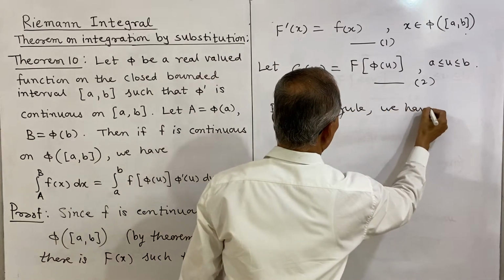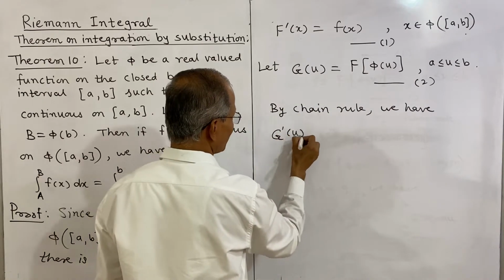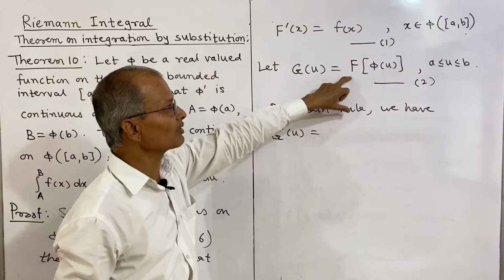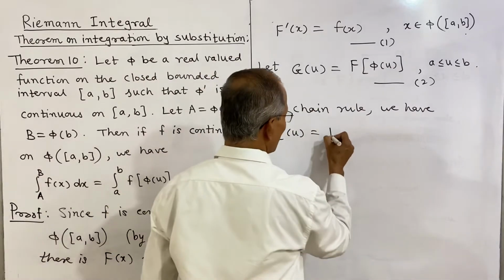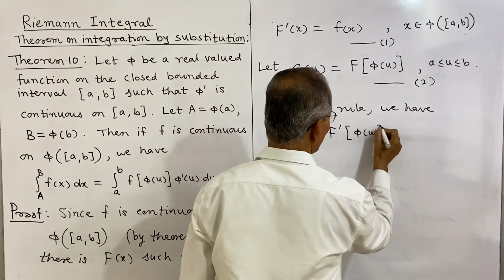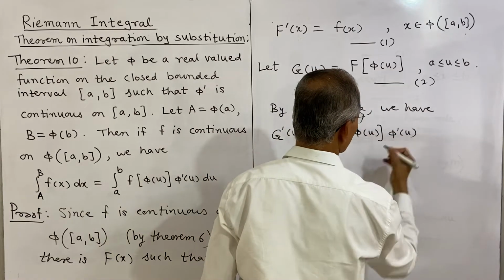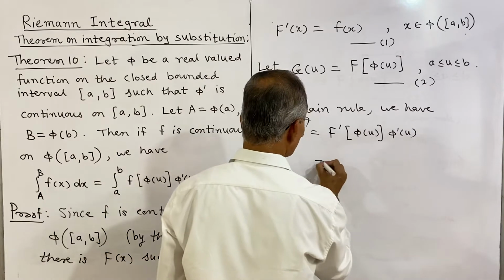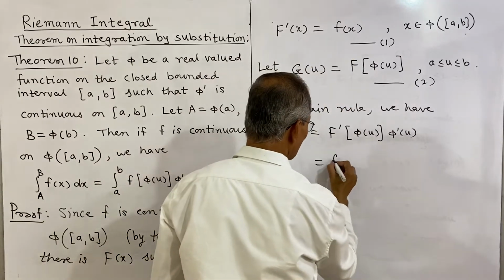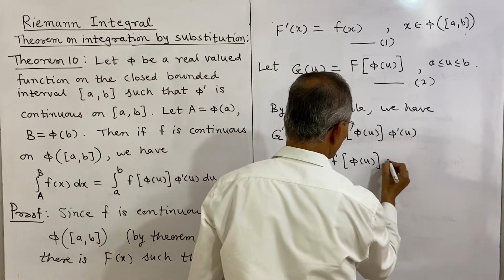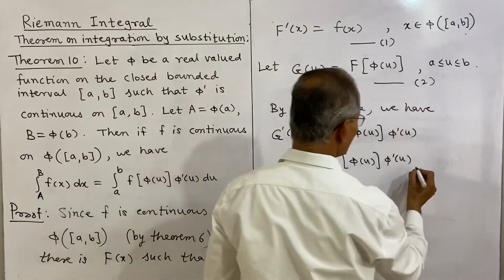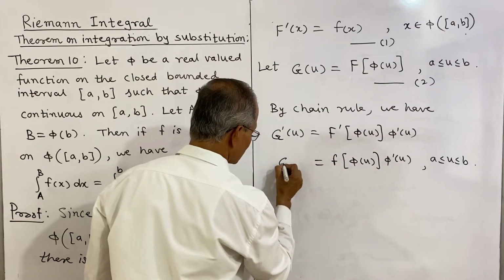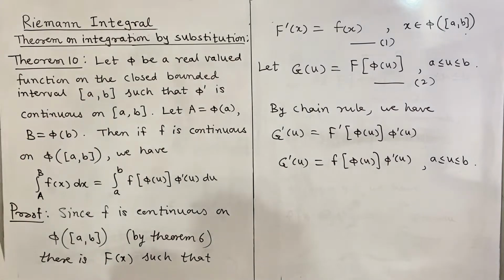So, by chain rule, we have the derivative of G with respect to u, G dash of u. This is a composite function capital F and phi. The chain rule is the derivative of the outer function, that is capital F, which will be F dash of phi of u, into the derivative of the inner function, that is phi dash of u. So, this is the derivative by the chain rule, and further here capital F dash is small f. So, this will be small f of phi of u into phi dash of u, and again u is in the interval a to b. Thus we have G dash of u is this. Now we apply the second fundamental theorem of calculus.